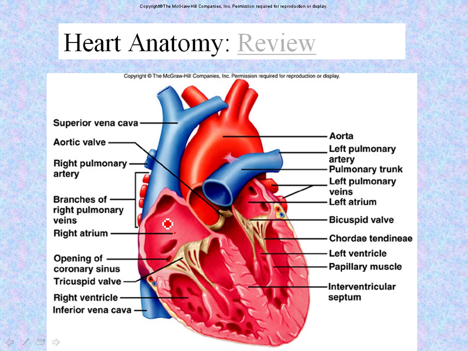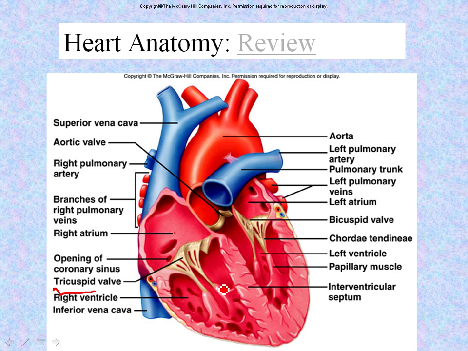So the right atrium is going to drain down into the right ventricle. The ventricles are down towards the apex, or the pointy part of the heart. And separating those is the atrioventricular valve, right? It's between the atrium and the ventricle. This one's also called the tricuspid valve, as you see.